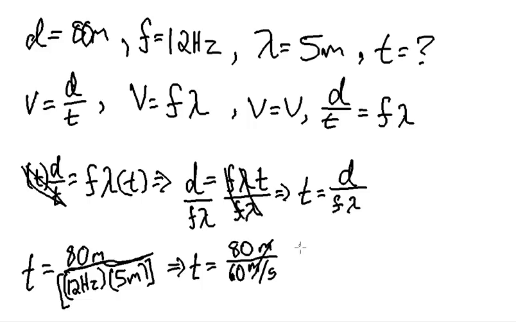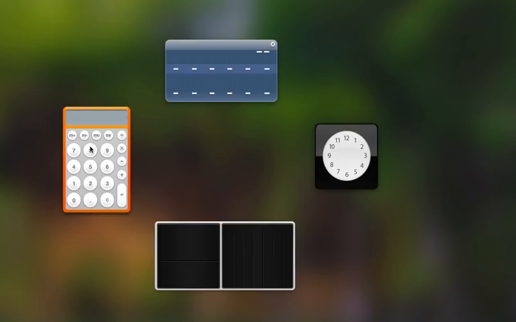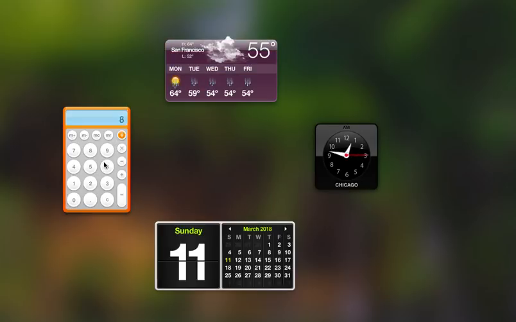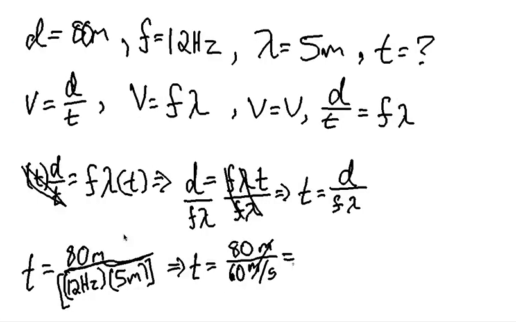Our meters cancel out. 8 divided by 6 is 1 and 2/6. Or I'm sorry, let me see here. One and 1/3. So this is going to be 1 point repeating 3. And then our second, since it's in the denominator of a denominator, it gets brought up top. 1 point repeating 3 seconds.